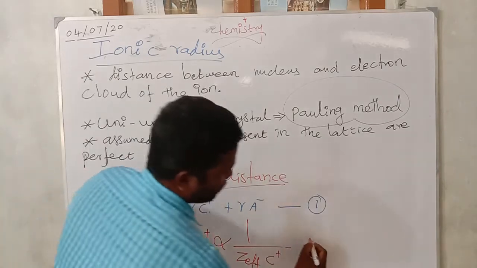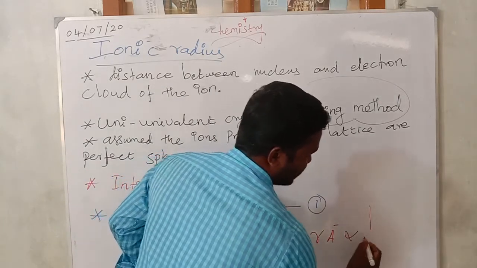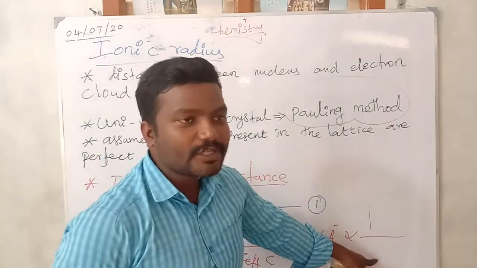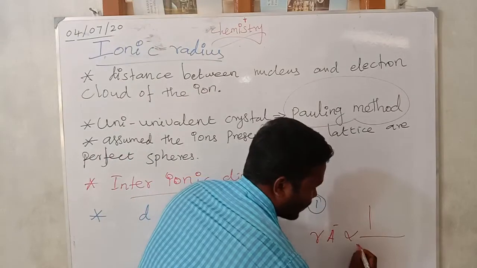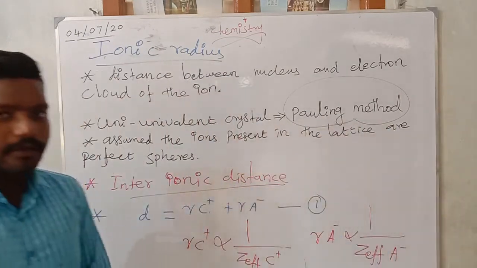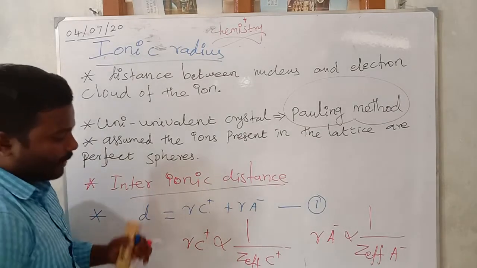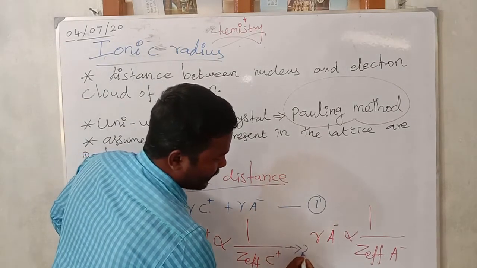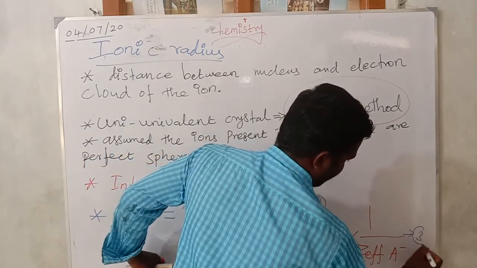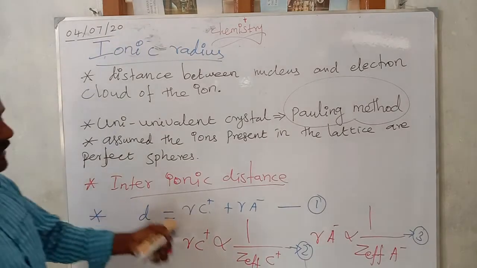In case of the radius of anion, how do you write that formula? Radius of anion is inversely proportional to its effective nuclear charge of that anion. Are you clear, my students? Okay. So the second equation we can consider, and this is the third equation. So we have completed three formulas.